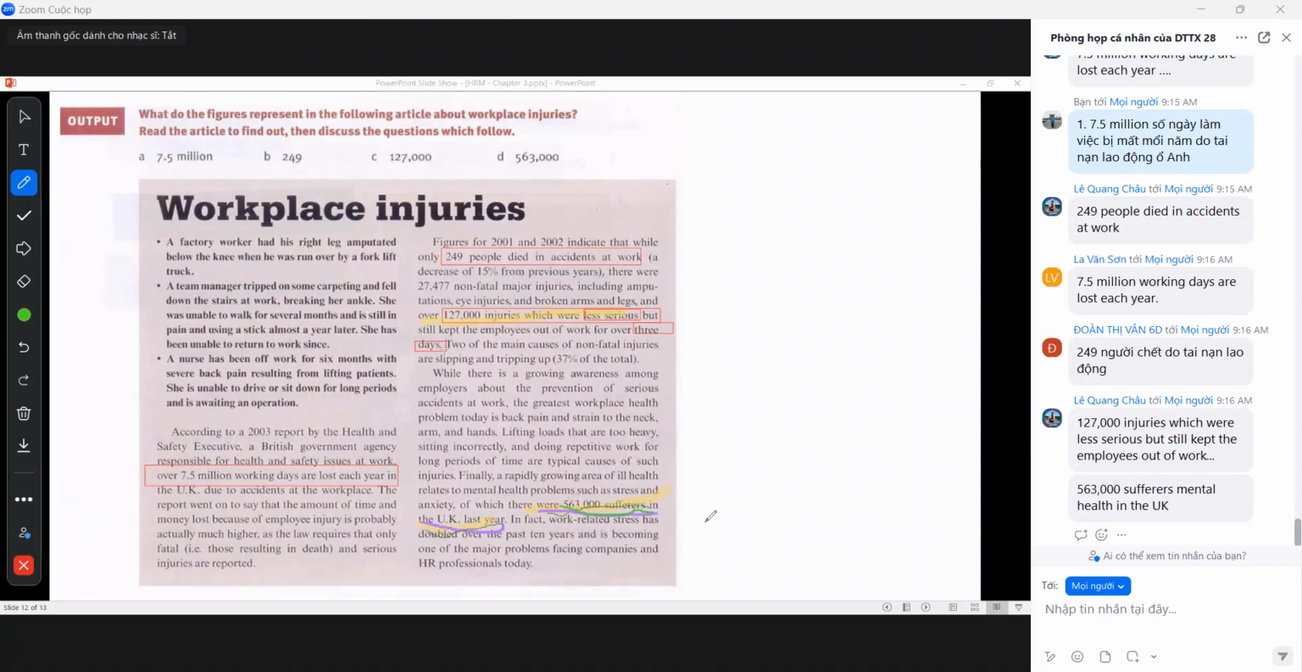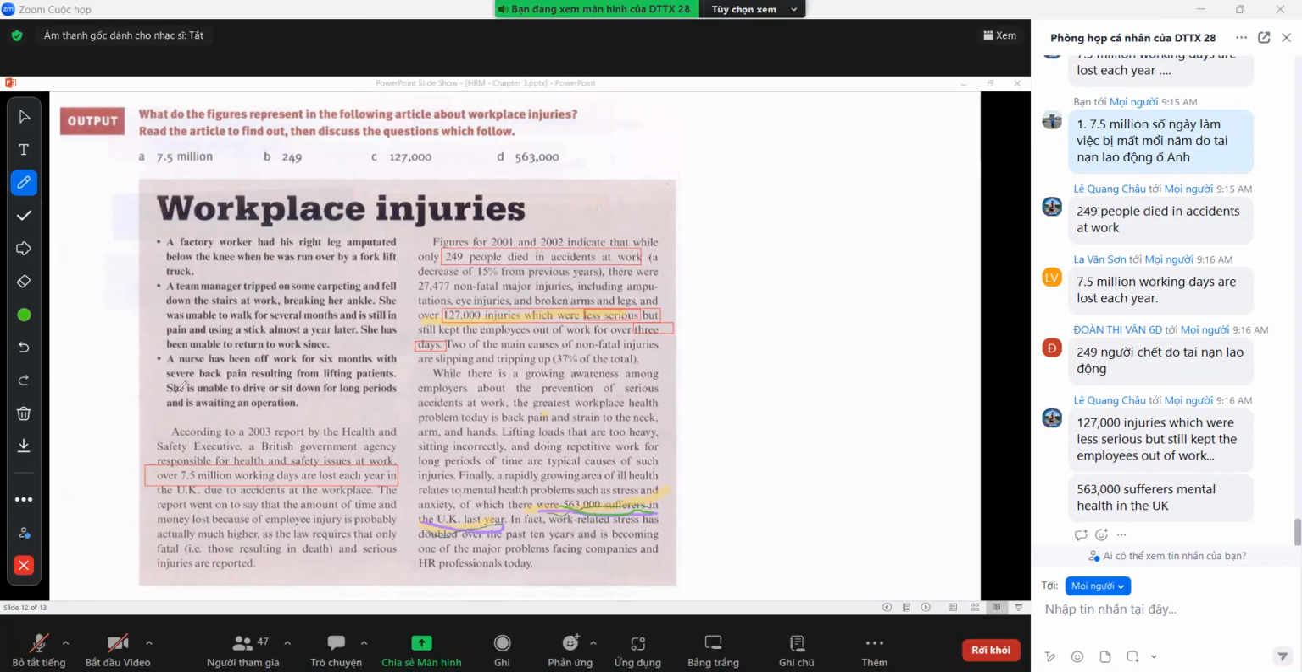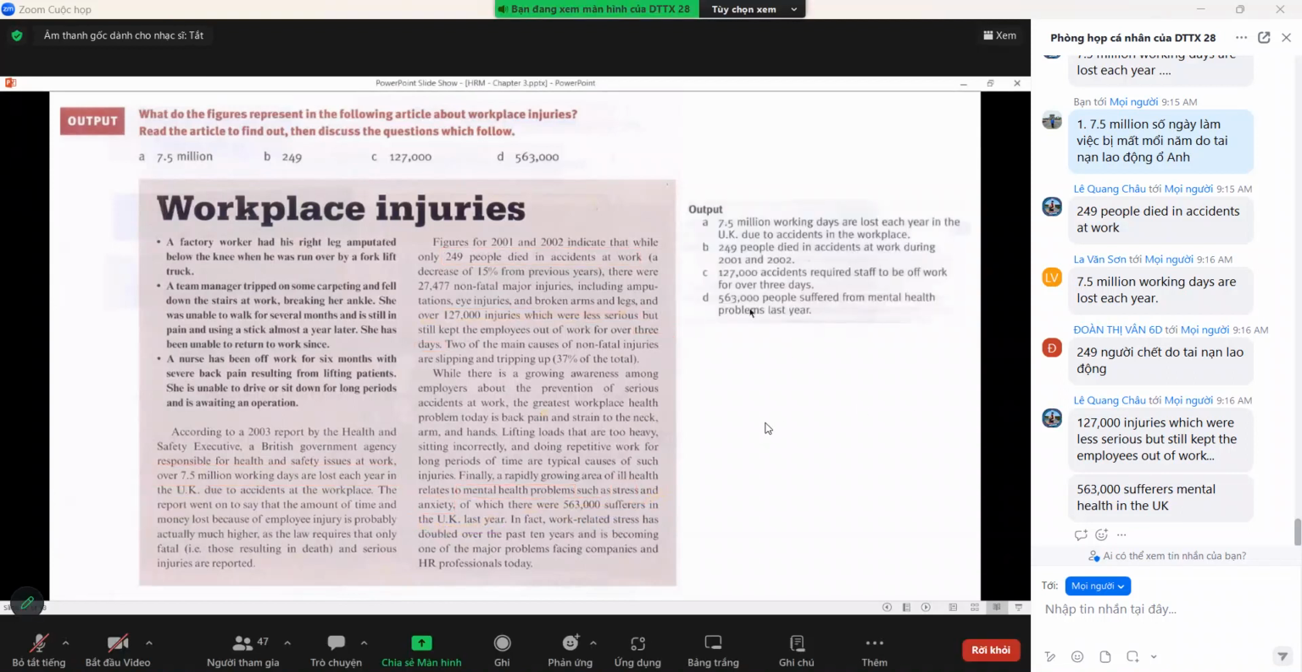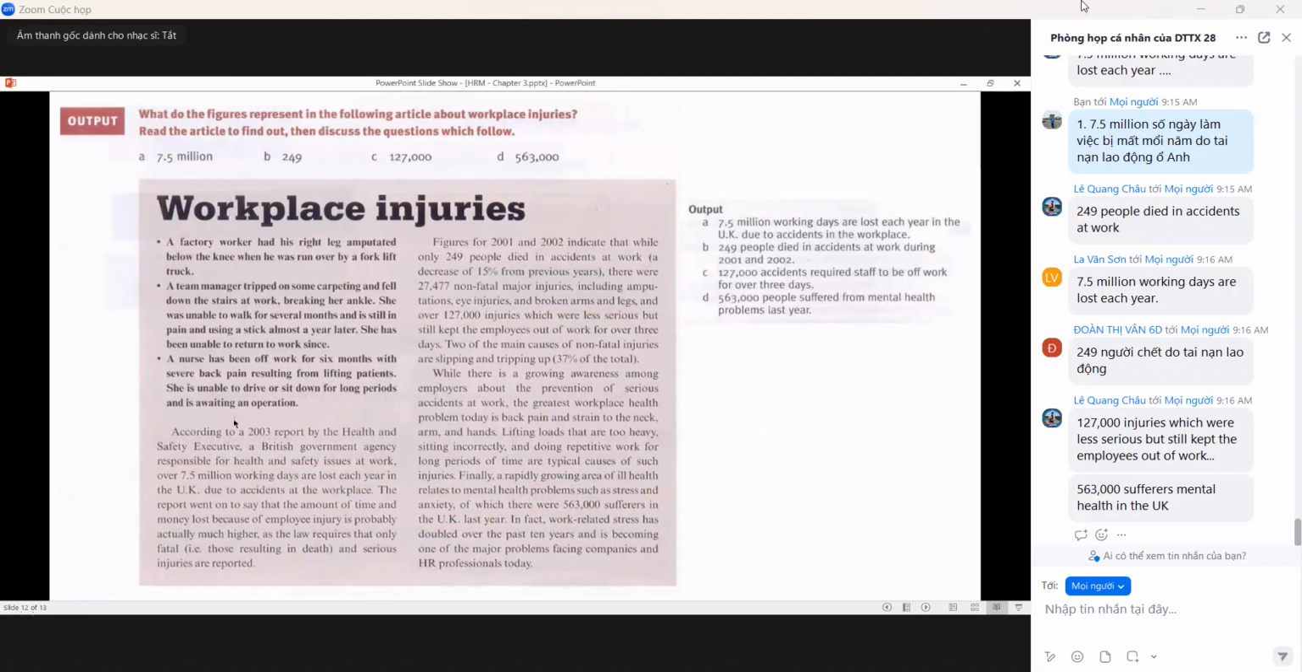Suffer what? Suffer mental health problems. Sure, because it's here: a rapidly growing area of ill health relates to mental health problems such as stress and anxiety, right? Suffers. Okay, thank you. Here's the answer. I will show that to you.